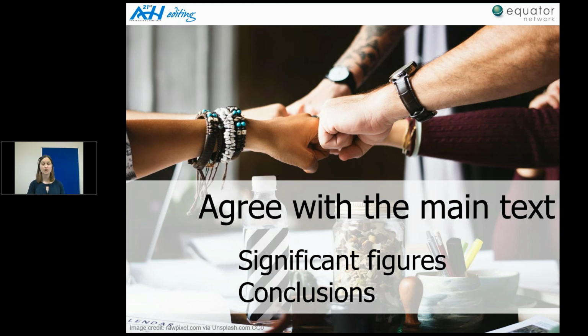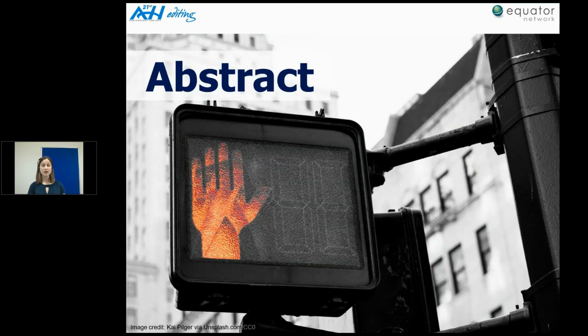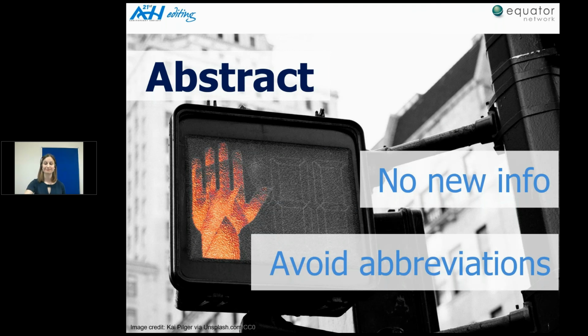And again, don't cherry pick results. You can't talk about every single result in your abstract, but give a fair reflection. Don't just put your positive results in your abstract. You want to give a fair overview. So the big things to watch out for in your abstract: no new information. Everything in that abstract has to be in the paper. And avoid abbreviations. They make life difficult.